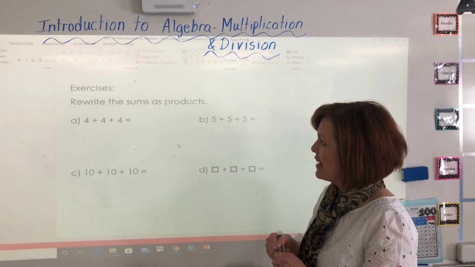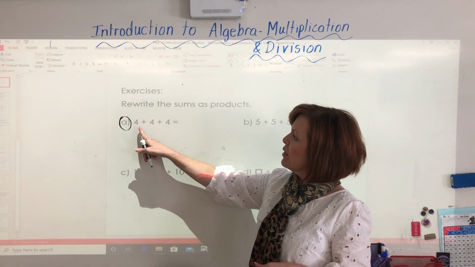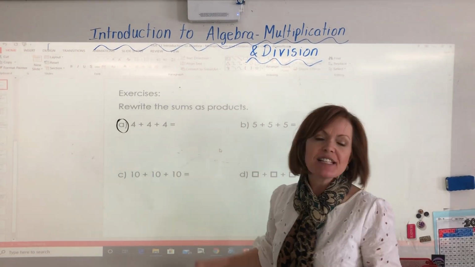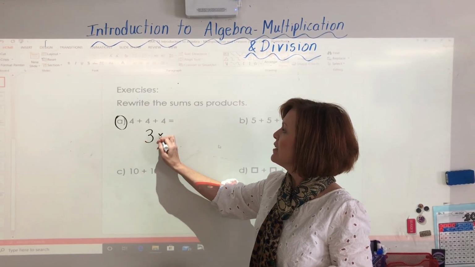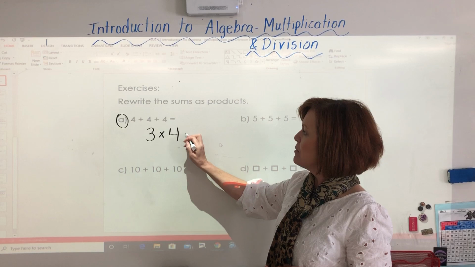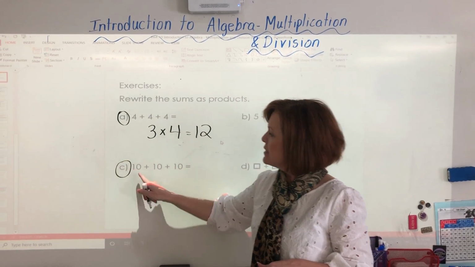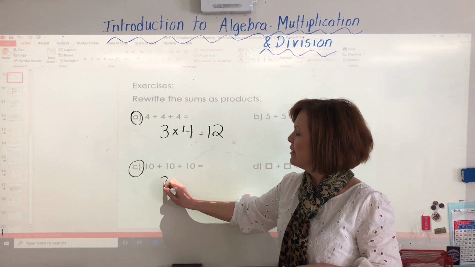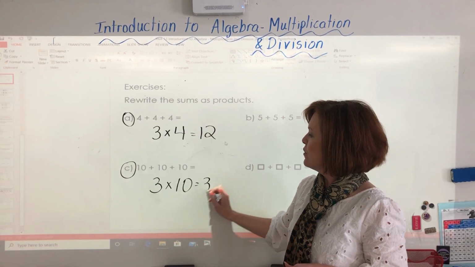So for example, right here in A, they add 4 plus 4 plus 4 plus 4. If I write that as a multiplication sentence, that's 3 groups of 4, 3 times 4, which is equal to 12. And we'll try C. 10 plus 10 plus 10, 3 groups of 10, 3 times 10, and that is equal to 30.